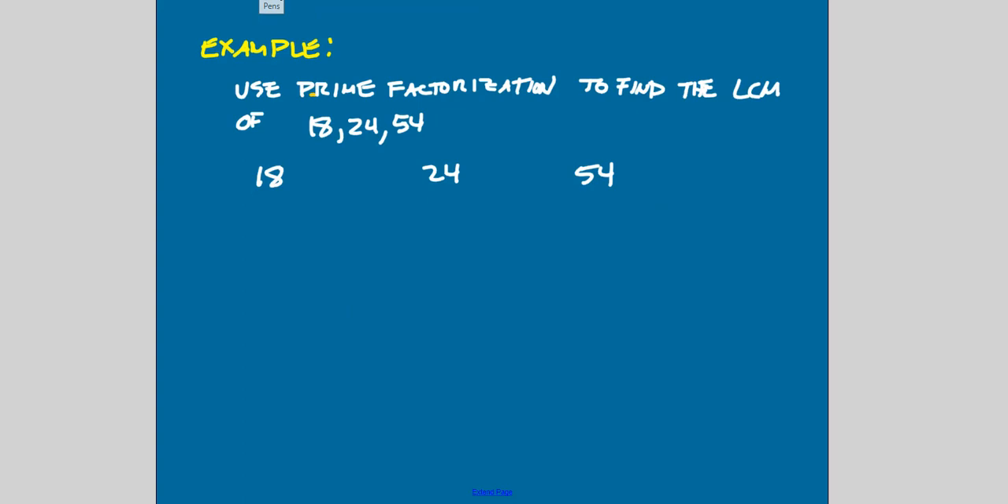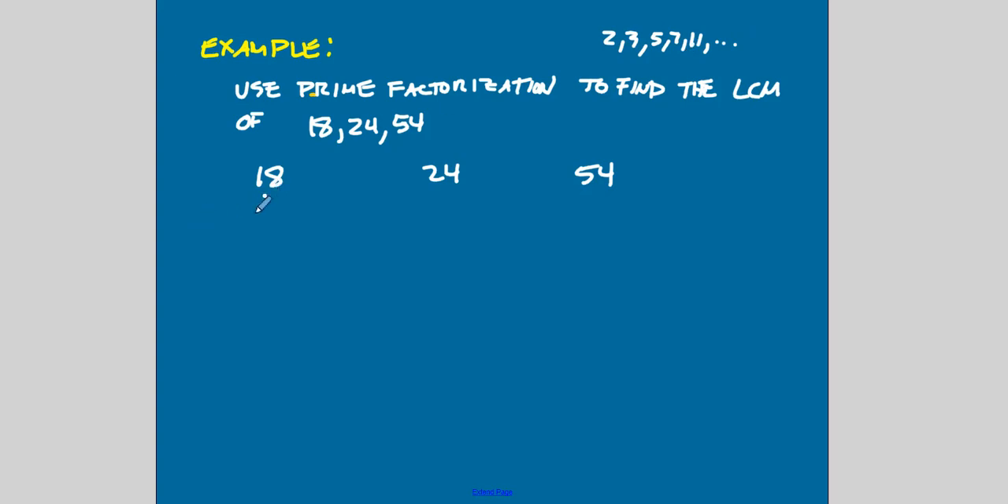Alright, so here's an example to try to show you the rule that I just read out to you. So we're going to do a prime factorization to find the least common multiple of 18, 24, and 54. So first thing I do is I'm going to break each of these numbers into its prime factors. So again, prime numbers are 2, 3, 5, 7, 11, etc.